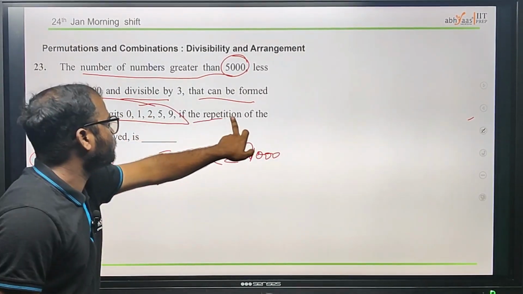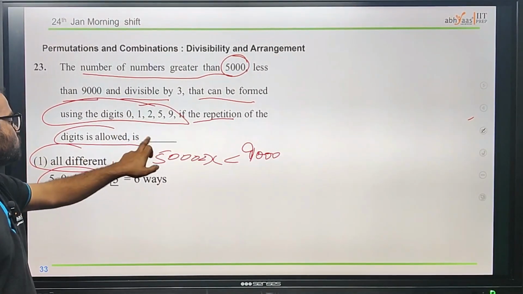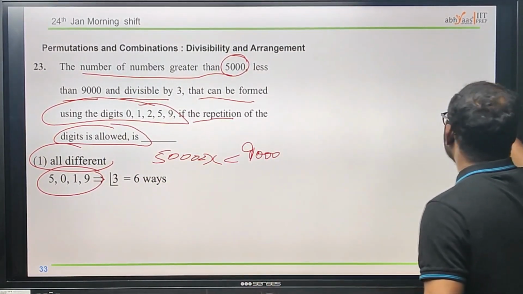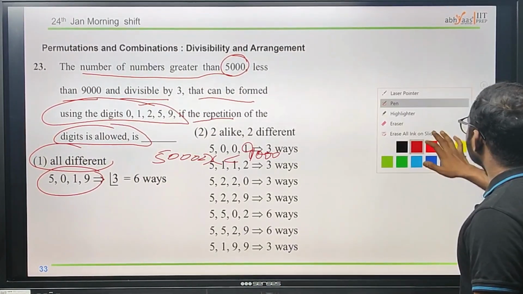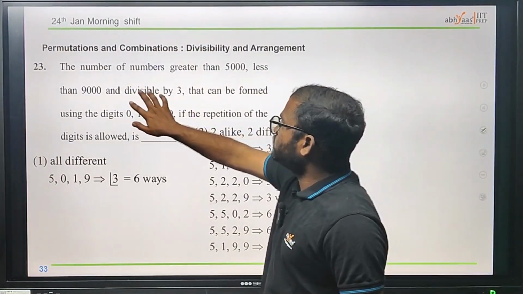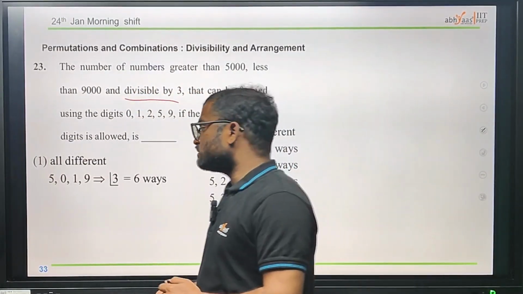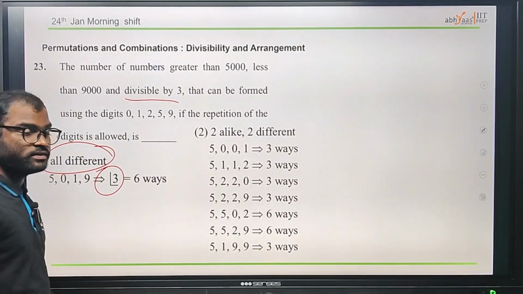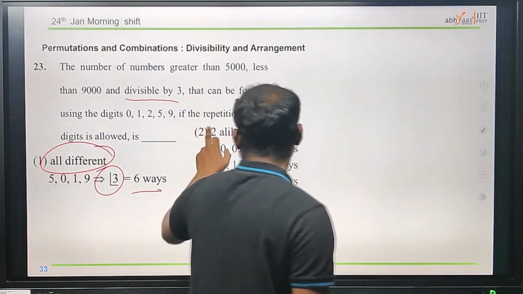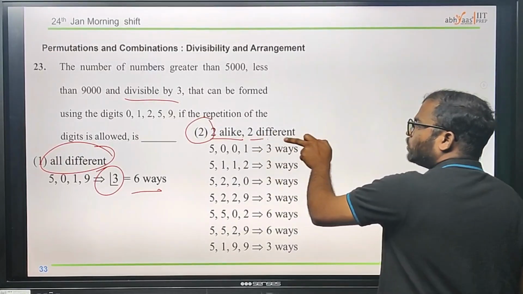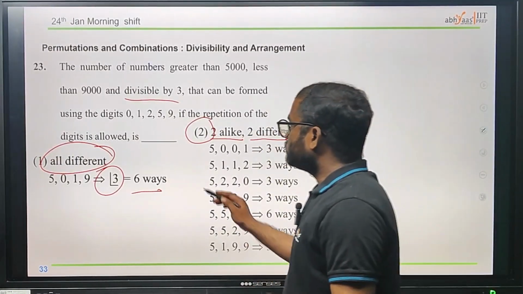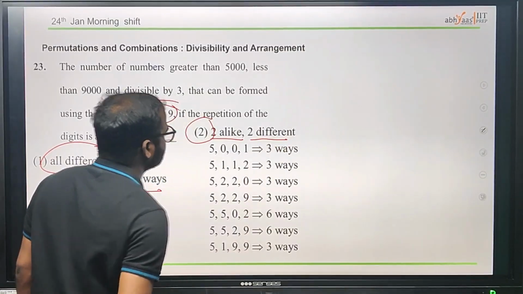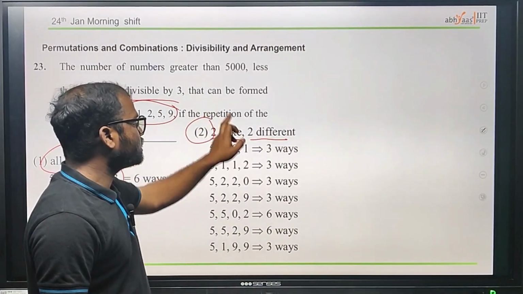If the repetition of the digits is allowed, then what? They are saying that whatever the number is, in between 5,000 and 9,000, which is also divisible by 3. The first case has been taken as all different. Taking all different, we will have 3 factorial ways, which is 6 ways. And the second case, 2 alike and 2 different. Here we have 2 alike situations and 2 different situations. And also remember here repetition can be allowed.